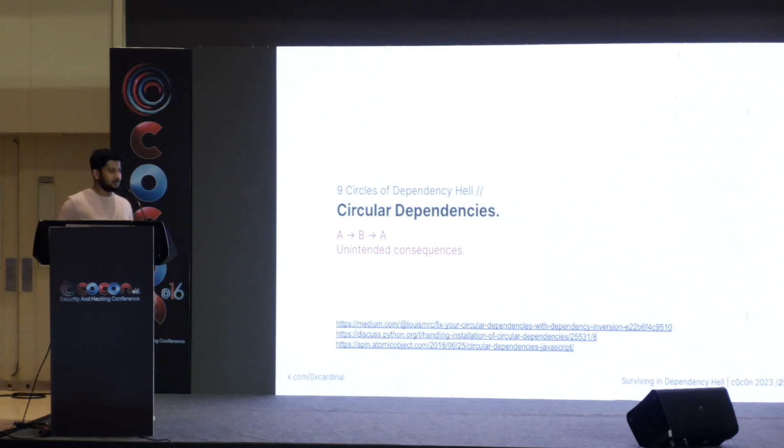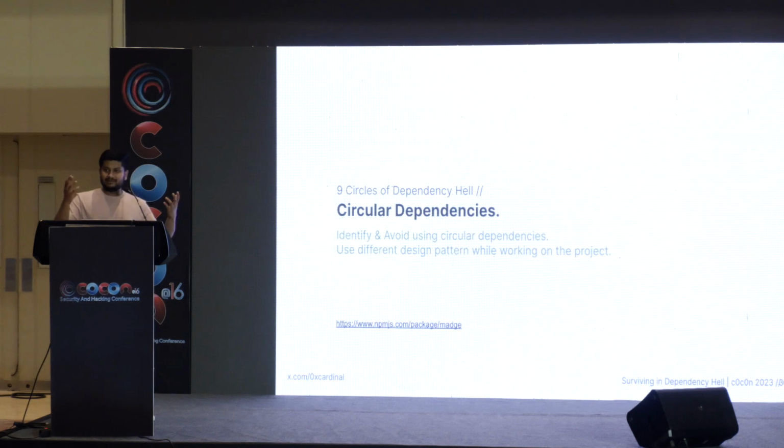So how do we deal with it? Identify and avoid circular dependencies, but if we cannot, you mainly use different design patterns while you're working on the project, which is the more architectural way of looking at the project. Mostly we have to avoid circular dependencies. And to understand what the circular dependencies are, there's an npm project called madge, which helps you identify if the project has circular dependencies or not.